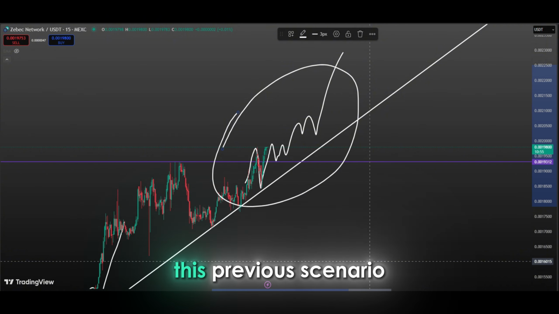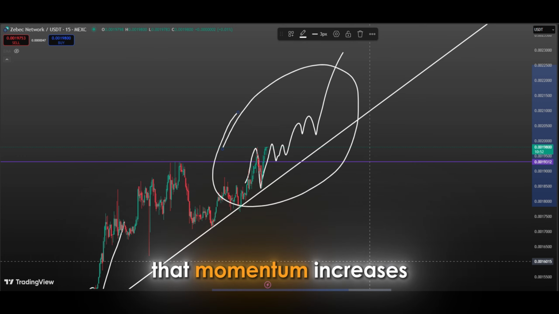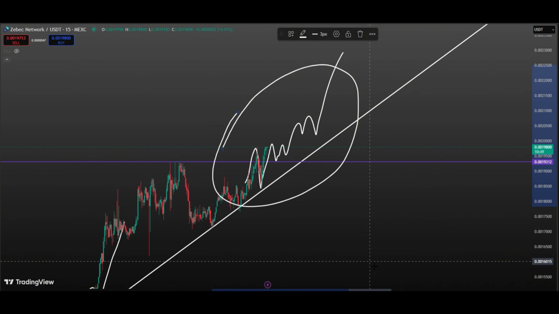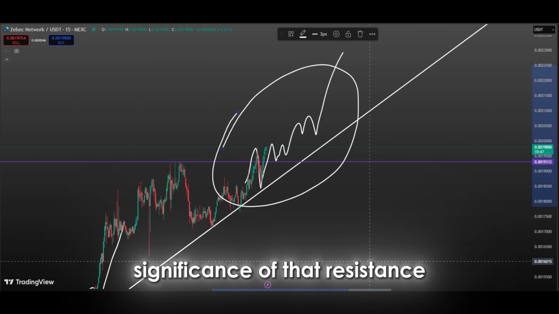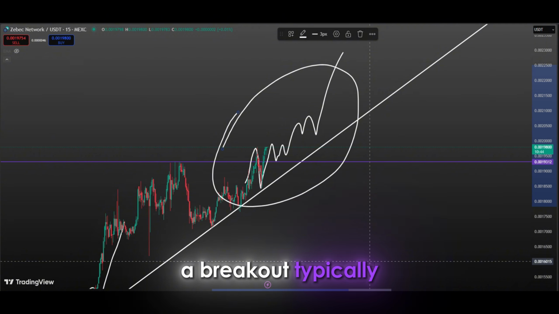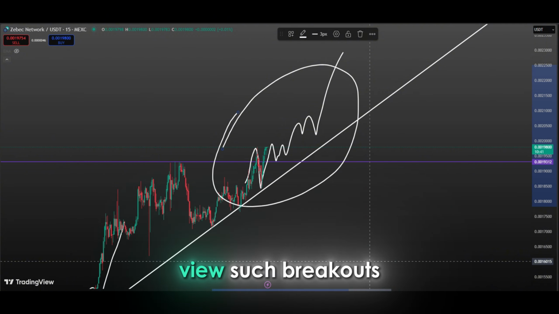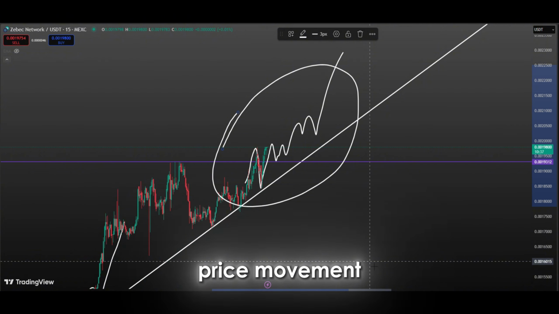This previous scenario serves as a textbook example of the principle in technical analysis that momentum increases following the breakout of key resistance levels. When the price tests the same level again, it reinforces the significance of that resistance. By the 3rd or 4th attempt, a breakout typically signals a strong upward move. Market participants view such breakouts as trend confirmation and tend to increase their positions accordingly, which accelerates the price movement.